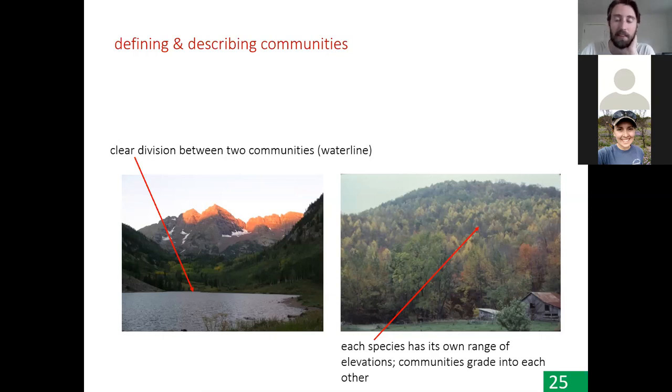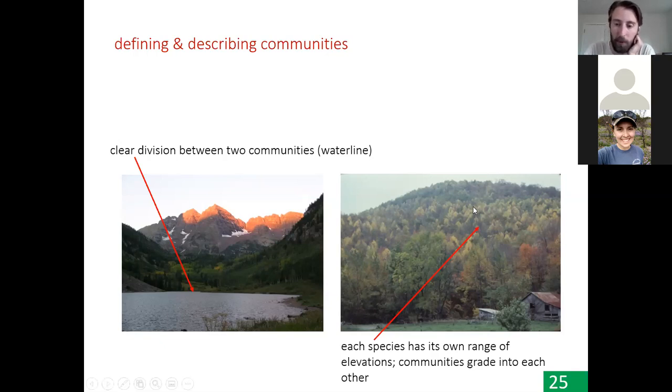However, if you're looking within a terrestrial system, within this mountain and valley system, there's probably also more than one type of community that you could define within those systems as well, and it's just based on whatever you're interested in.